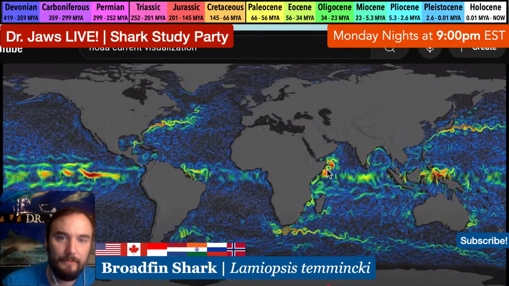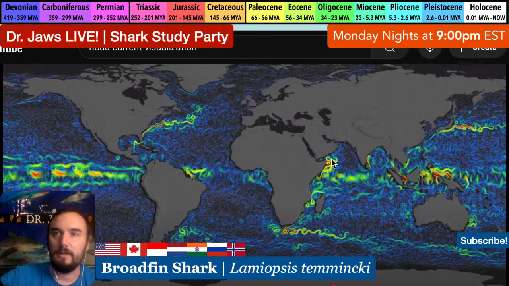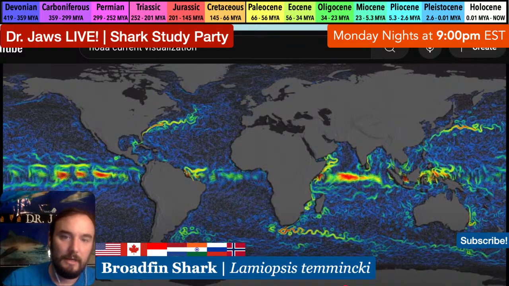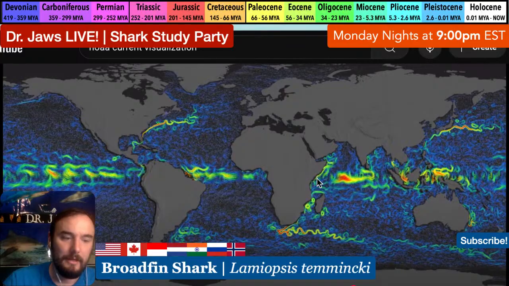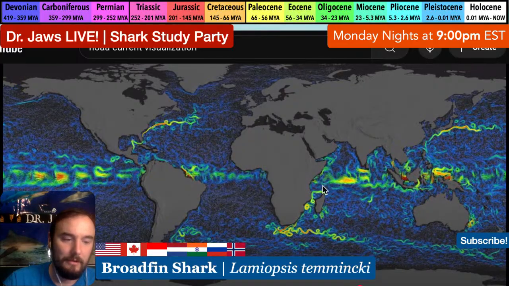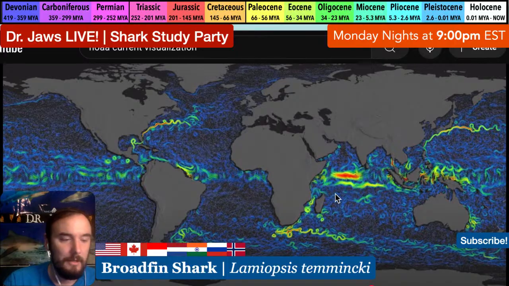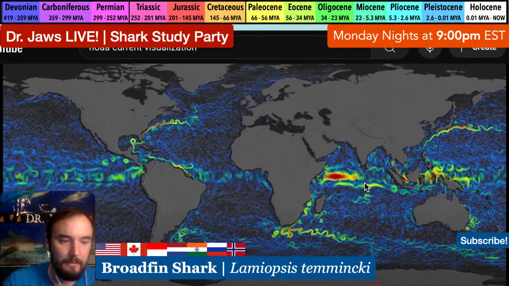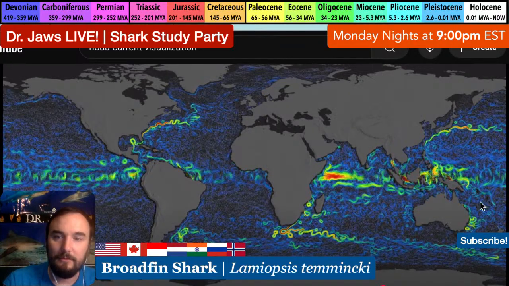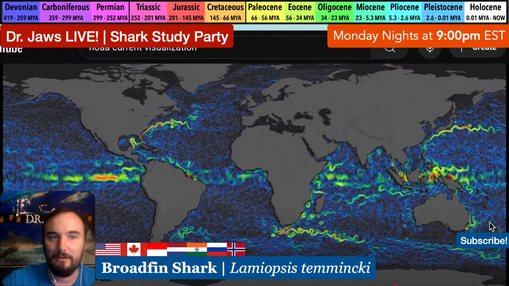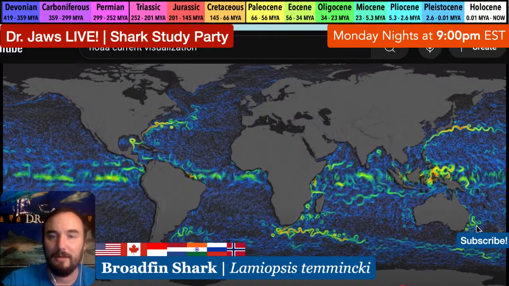And actually, coming out from the Arabian Peninsula into, I believe that is Ethiopia, and then the east coast of Africa is the Agulhas current. You also have the Mozambique current coming around Madagascar. The East Australian current, made famous by Finding Nemo, is actually quite visible here as well on the far right of the map.